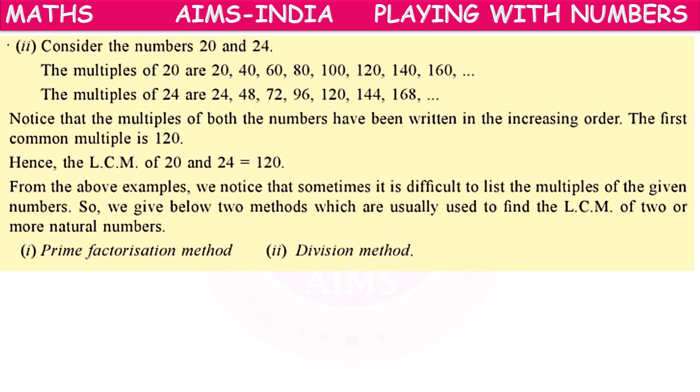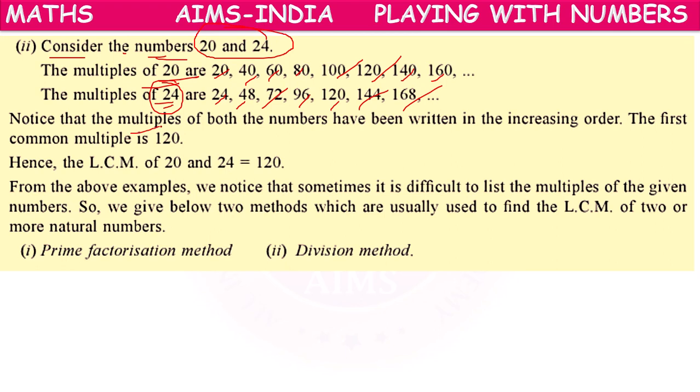Next, another example, children. Consider the numbers 20 and 24. Multiples of 20 are 20, 40, 60, 80, 100, 120, 140, 160. Multiples of 24 are 24, 48, 72, 96, 24 5 times 120, 6 times 144, 7 times 168.